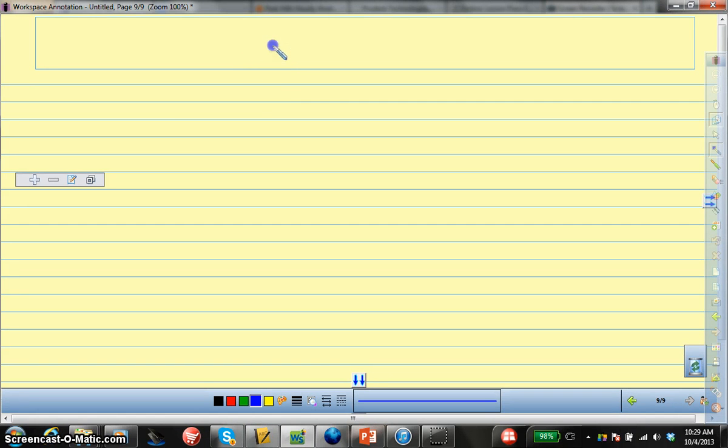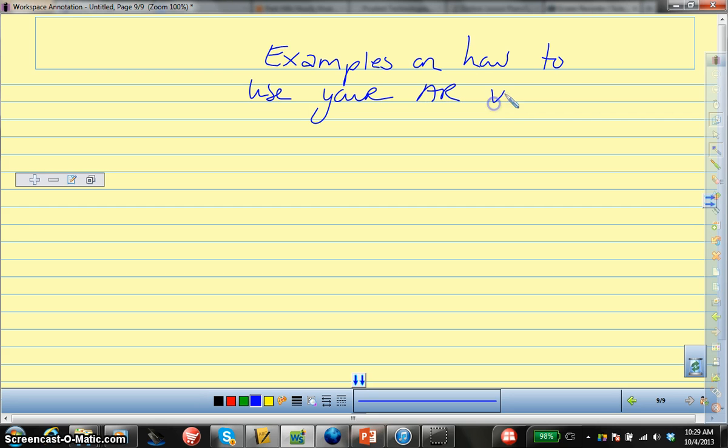Okay, so here are some examples on how to use your AR verbs. Okay, the first thing you have to make sure is that you recognize the subject.